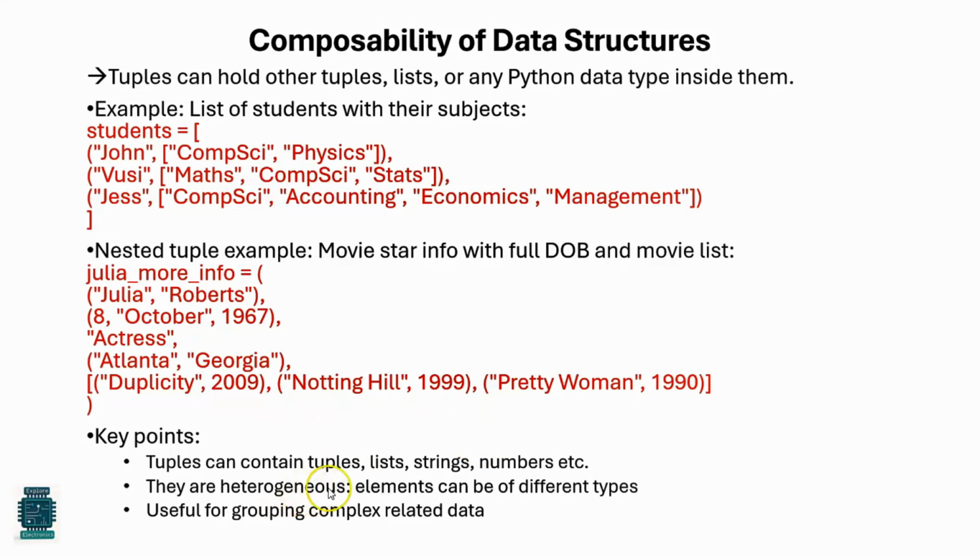They are heterogeneous. Elements can be different types. I have told you the elements can be different types. Here I have used a word, a number. It can be different types. Useful for grouping complex related data. This is very helpful whenever we use complex related data. Very clear with the composability of data structures? It is very flexible. A tuple is very flexible. For this, we can use any type of data. This is very flexible, right? This is all about composability of data structures.